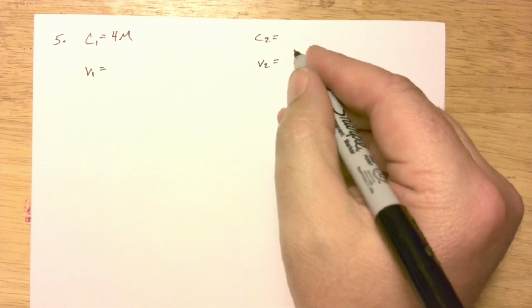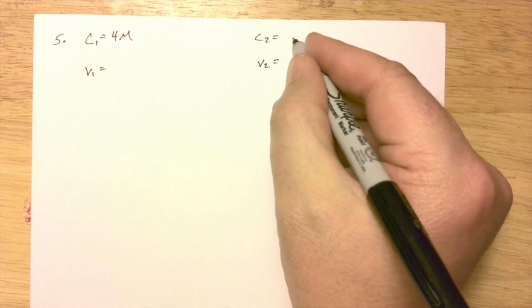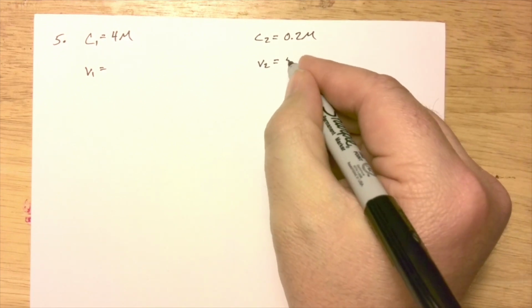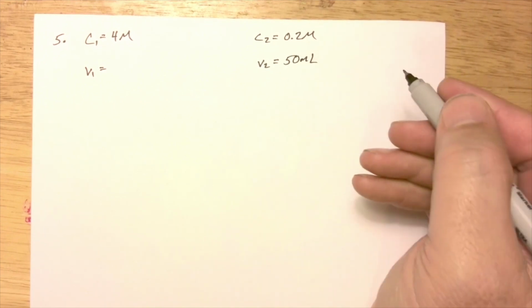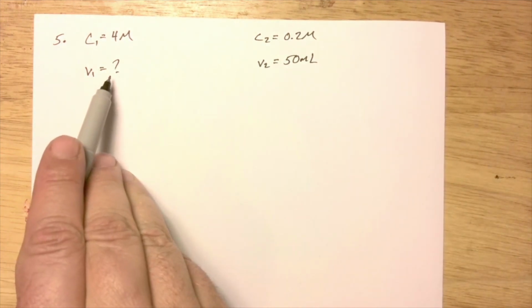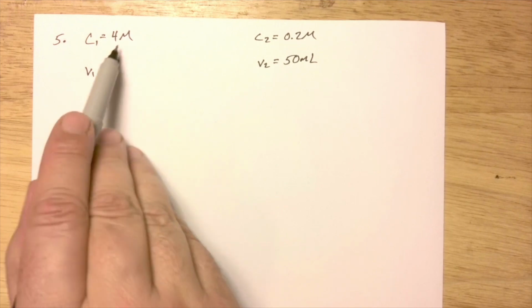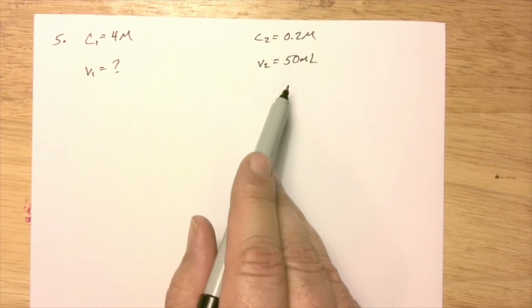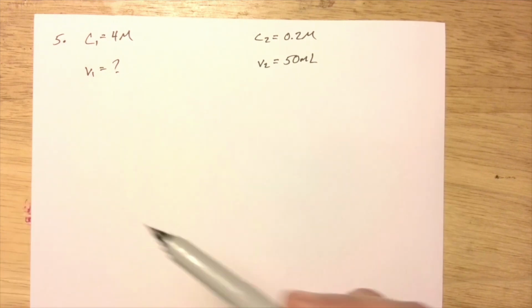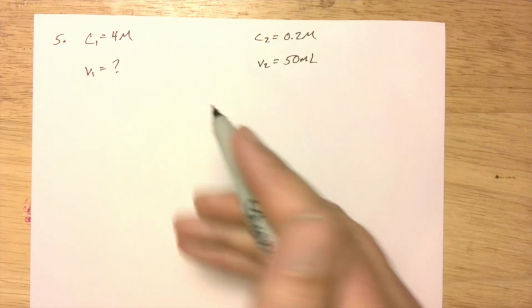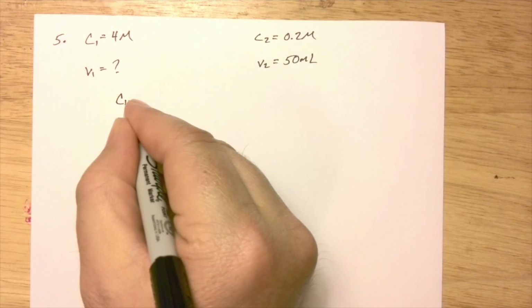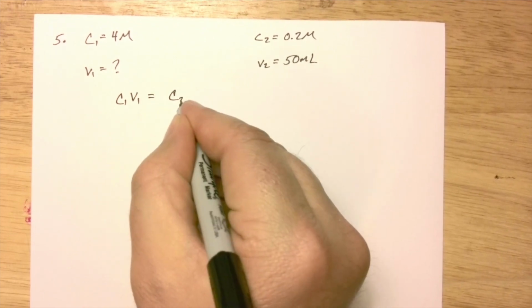So it's very similar to what we've already done before. We need to make a 0.2 molar, and we need 50 milliliters. And we don't know what V1 is. This won't always be an unknown, and any one of these 4 can be an unknown. It just so happens that for several of these, we had to solve for V1. All right, so we have C1 times V1 is equal to C2 times V2.